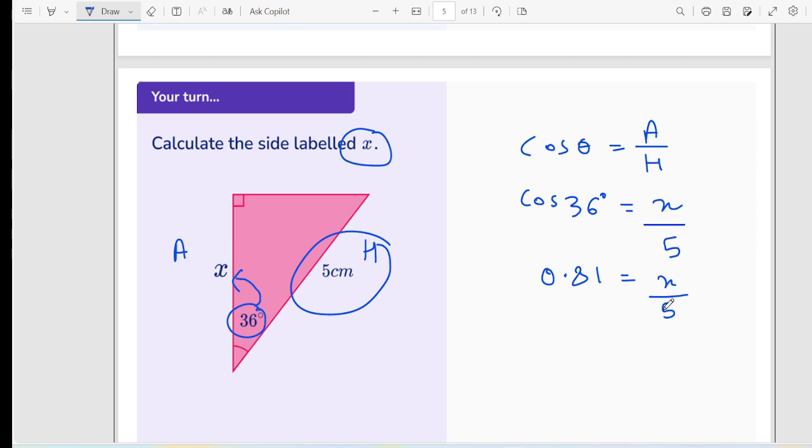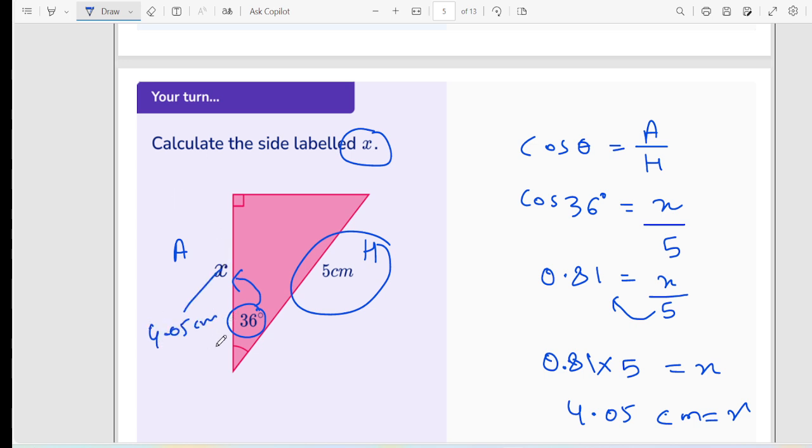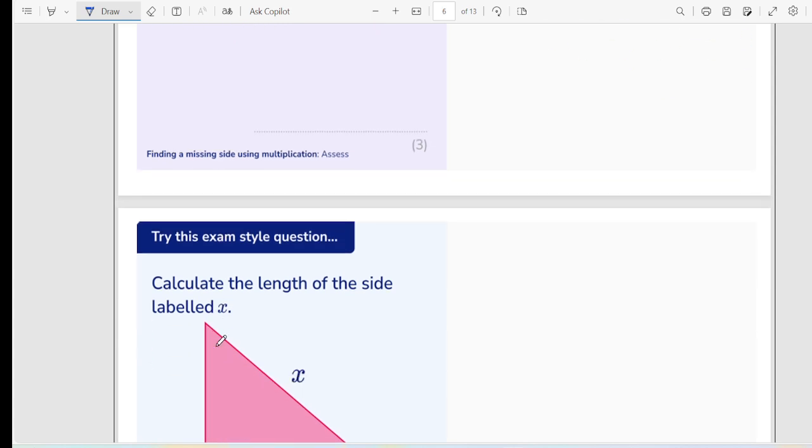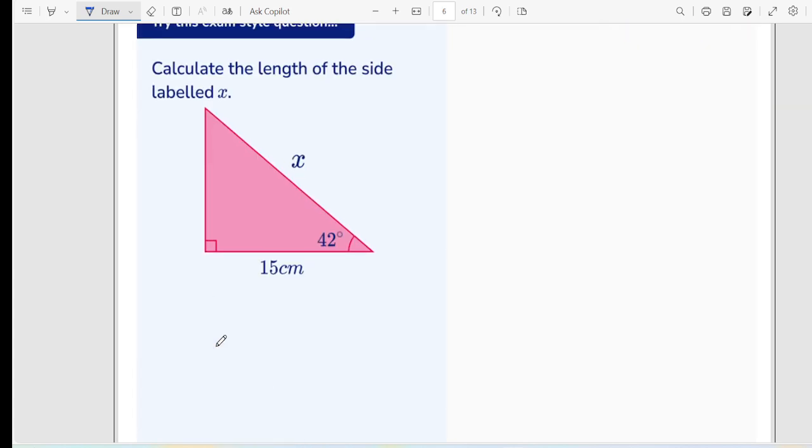Now I want to find the value of x. So how would I find it? This 5 will go there and come in multiplication, 0.81 times 5. This would give me x, right? If I multiply 0.81 with 5, I will get 4.05 centimeter. So this is my adjacent side, 4.05 centimeter. Okay, that's how we use trigonometric ratios.